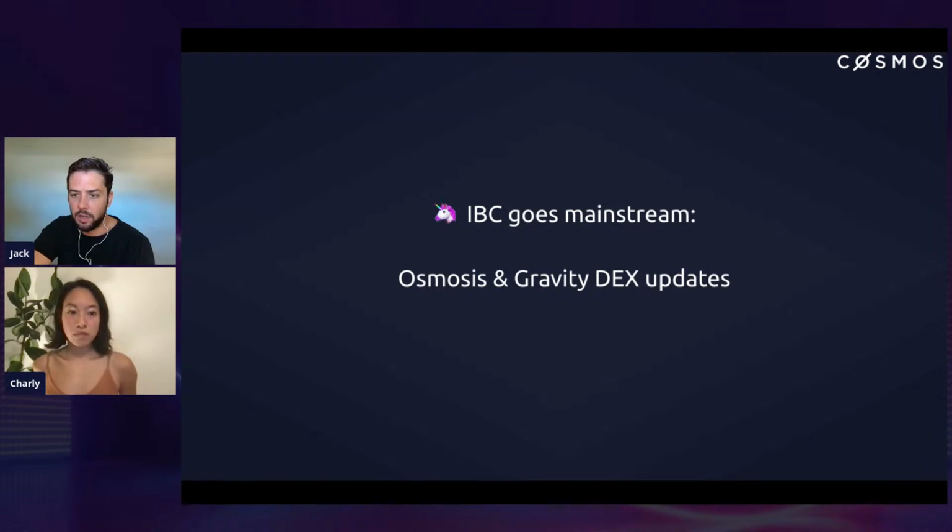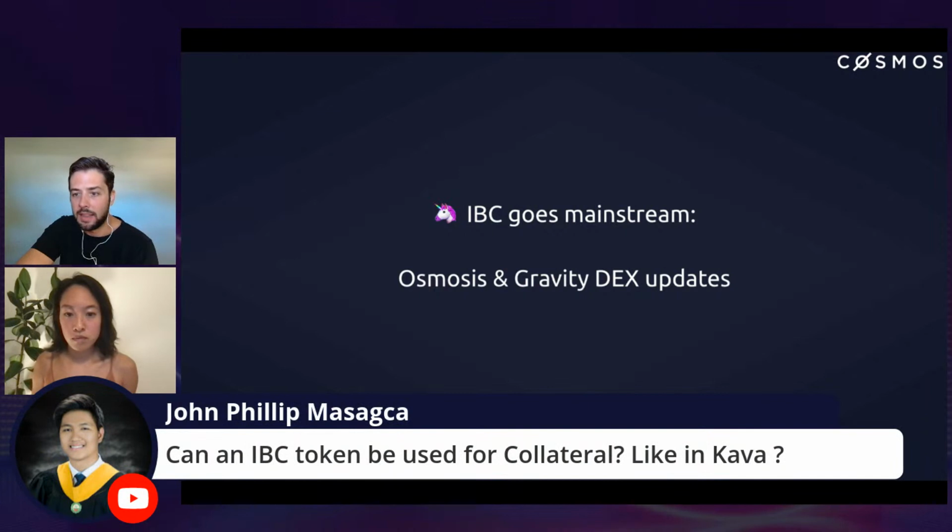Let's see here. John Philip Masaga asks, can an IBC token be used for collateral like in Kava? And that also gets into what Bitcoin Obsessions is asking: will we see a native lending of Atom on Gravity or a similar platform? Think Poloniex lending for BTC, but Atom. So the answer is absolutely yes. And this is one of the major intended uses of IBC. Right now, Kava is the major lending protocol within Cosmos. I think that there's a couple of other ones under development. But yes, this is a major intended use of IBC.